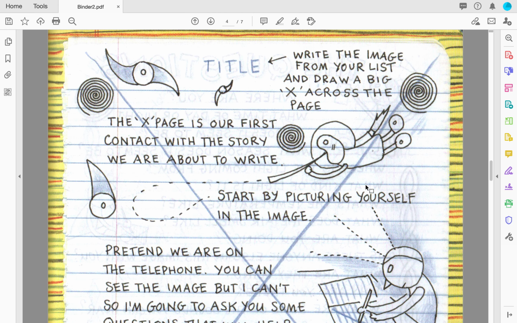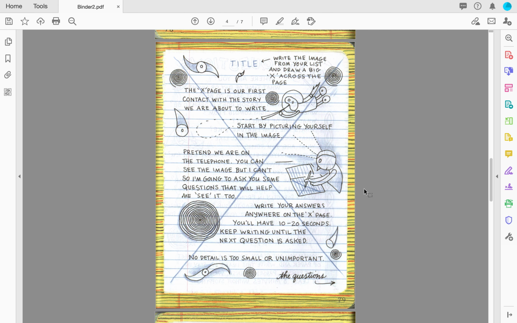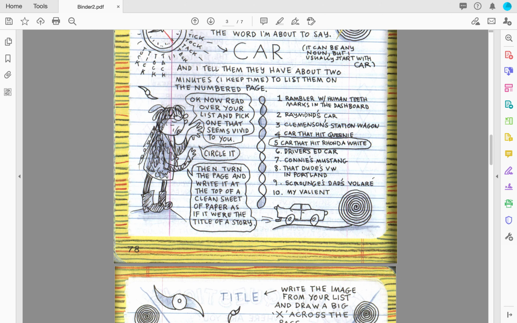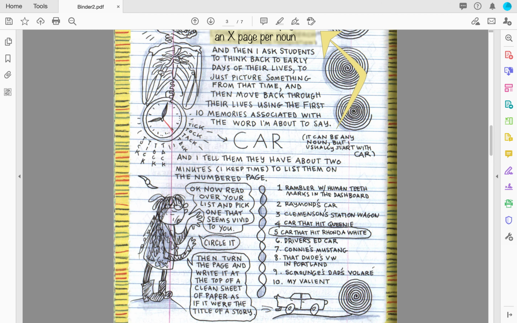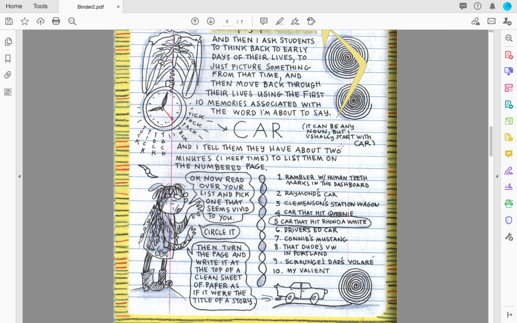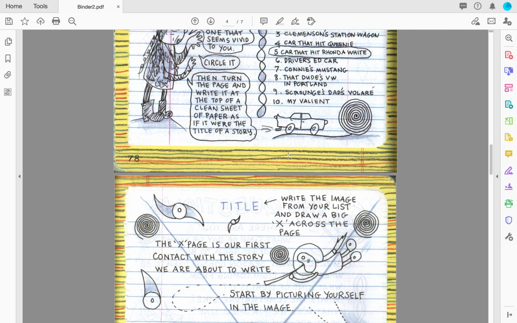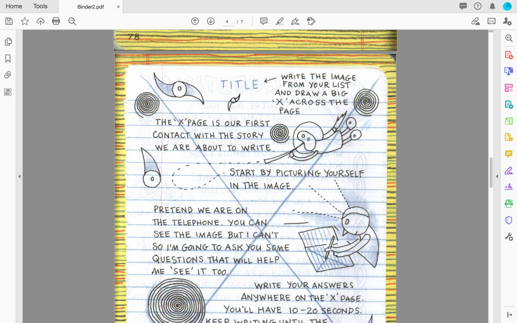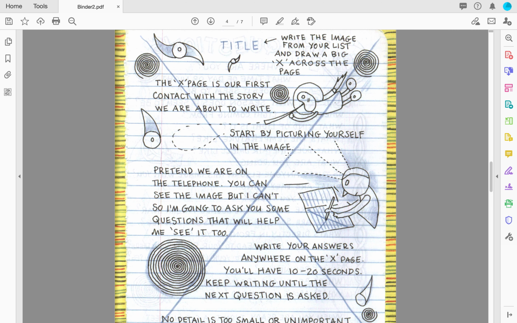So here is an example of an X page. It's a page in the journal, and she's just put a giant X through the middle of it. That's literally what the X page is. So you're going to write down as the title that one from your list of 10 things. You're thinking about the first 10 memories associated with the word car. Of those 10 memories, they thought number 5 was the most interesting and vivid memory. So you would write car that hit Rhonda White at the top of this X page.